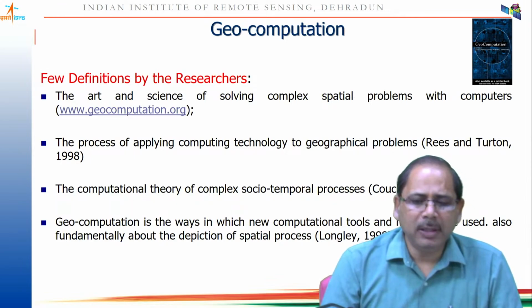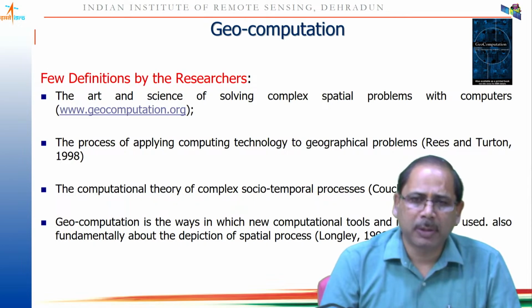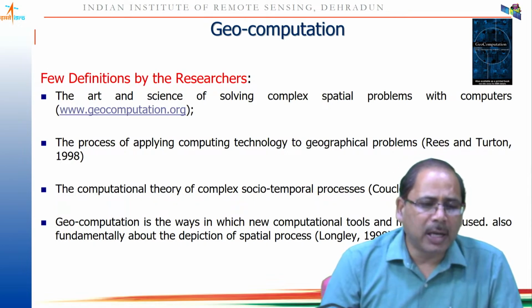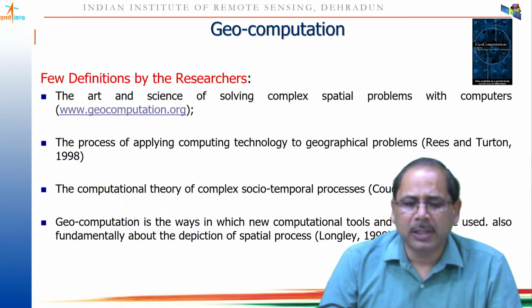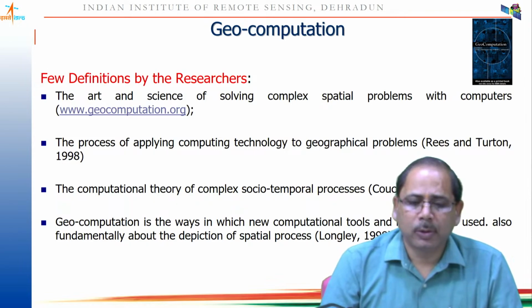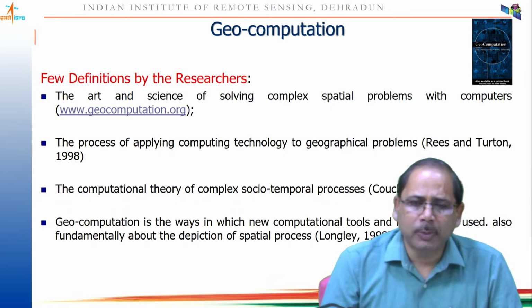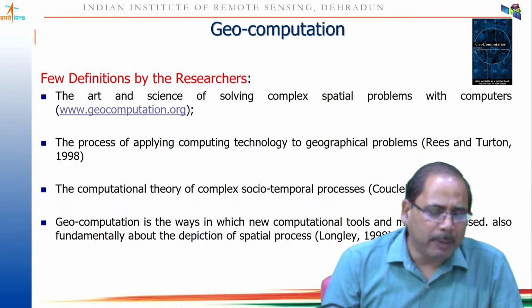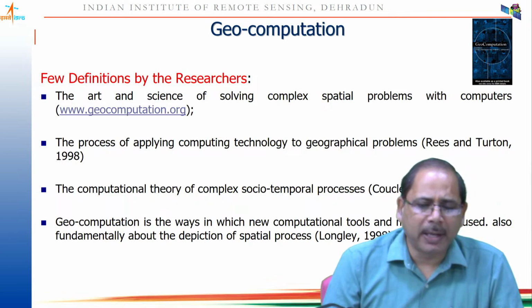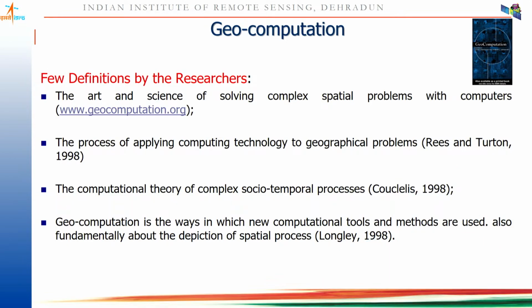There are many definitions given in the literature as far as geocomputation is concerned. It is an art and science of solving complex spatial problems with computers. Spatial means the problems which are related to space and time. Then we have another definition. It says the process of applying computing technology to geographical problems. So if you are trying to apply advanced computing techniques to solve a geographical problem, then it will be called geocomputation.